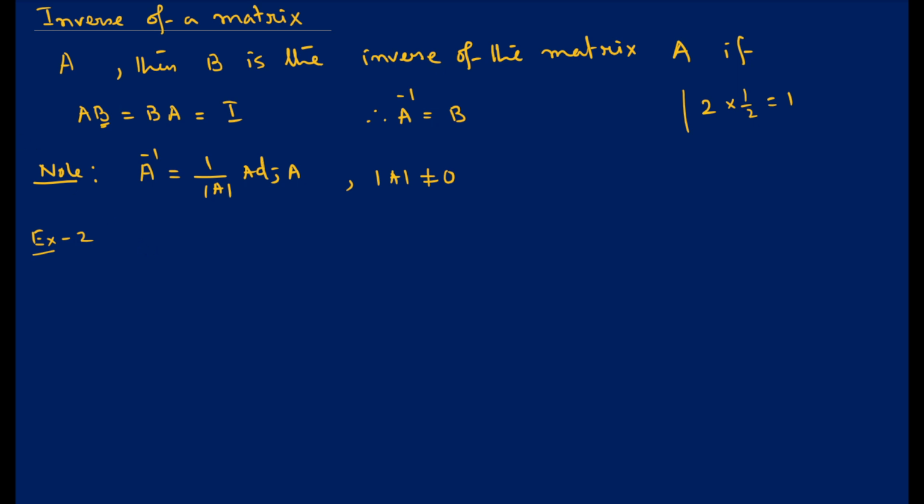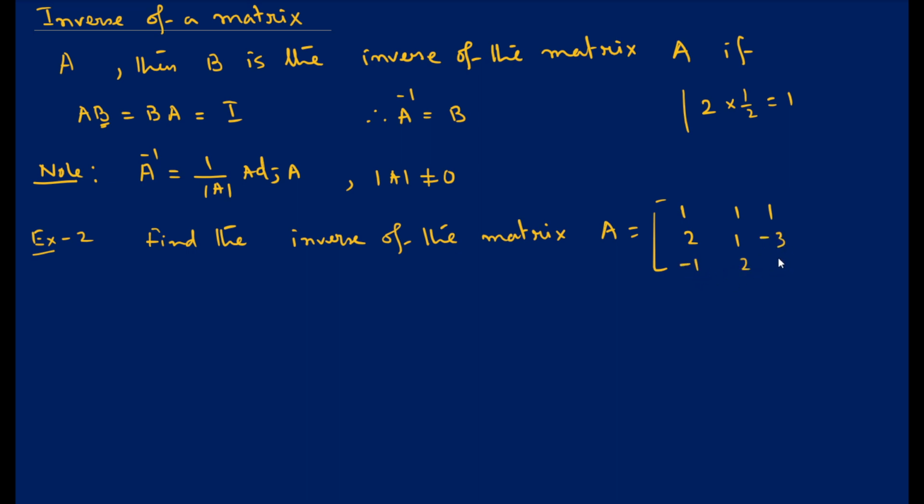Okay, so it is better if we take the last example, because there we have already found the adjoint. So find the inverse of the matrix. Find the inverse of the matrix 1 1 1, 2 1 minus 3, minus 1 2 and then 3.